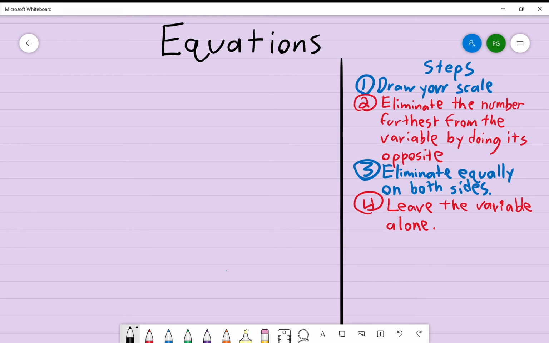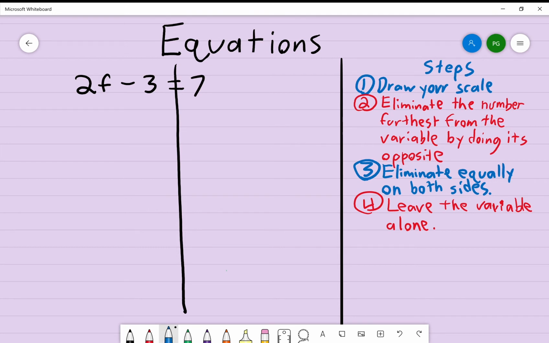Now, let's continue. My steps are still on the right hand side. Let's go ahead, I give you an equation which would be 2f minus 3 equals 7. Now, as always, my first step, I draw my scale. My second step is I need to eliminate the number furthest away from the variable.